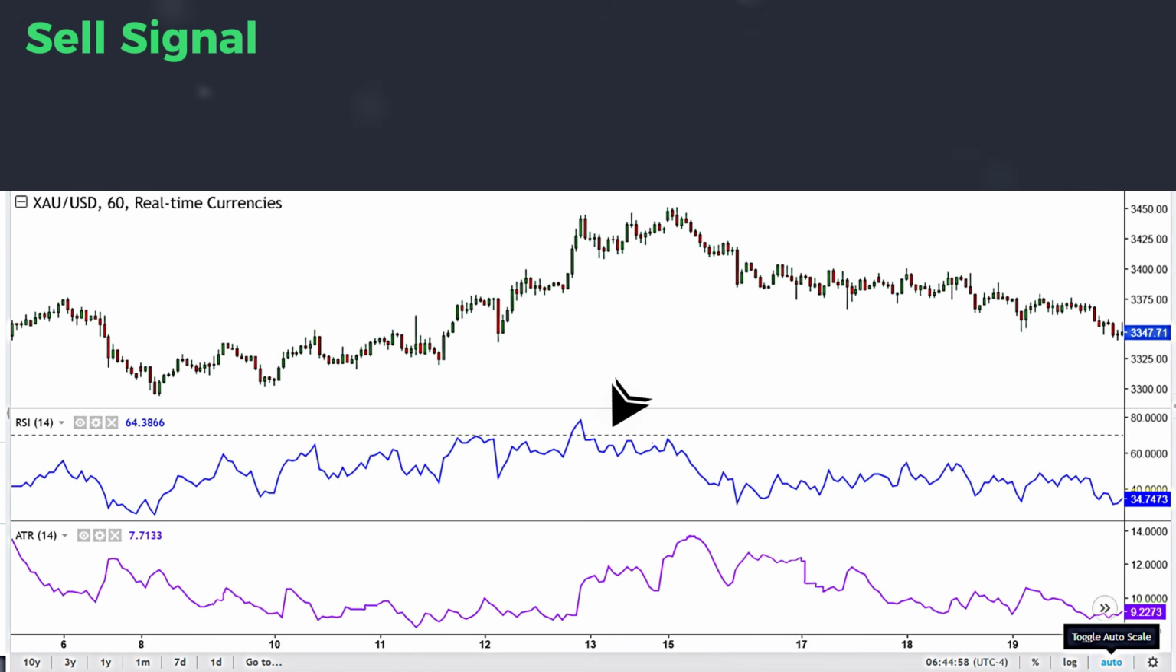Sell signal. When RSI crosses back below 70, it means the market is overbought and could start to drop. But you still want to make sure the move has real strength, not just a weak pullback. To do this, check if ATR is higher than usual. You can compare ATR to its own moving average to see if volatility is elevated. If your platform doesn't have this option, just look to see if ATR is increasing compared to recent candles.